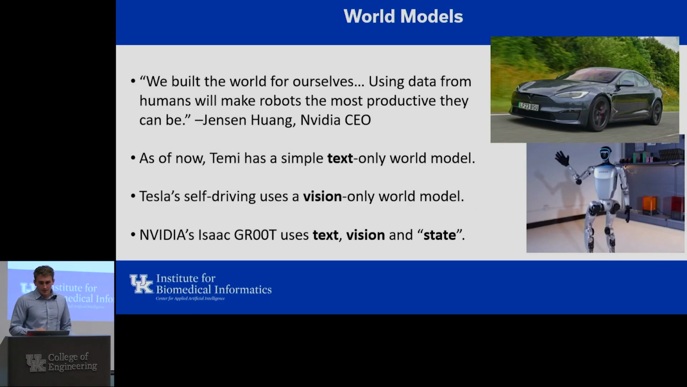So I want to talk a little bit about the future directions of this. NVIDIA has kind of positioned itself as the leader in physical or embodied AI. This quote from their CEO, Jensen Huang, says, "We built the world for ourselves. Using data from humans will make robots the most productive they can be." So that's part of their argument that the new form of robotics will be humanoid. And this quote addresses two aspects of that.